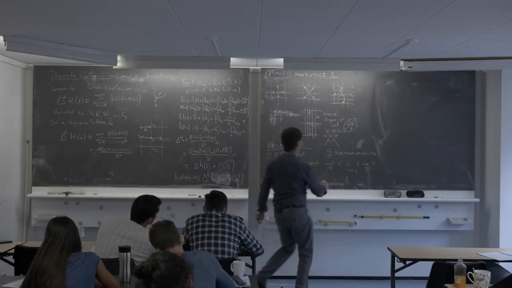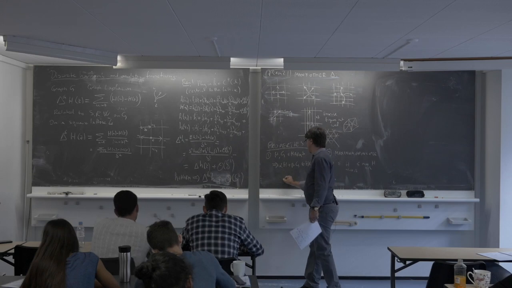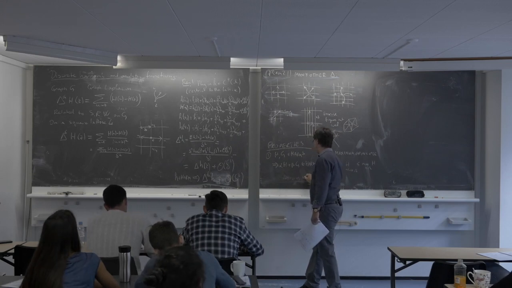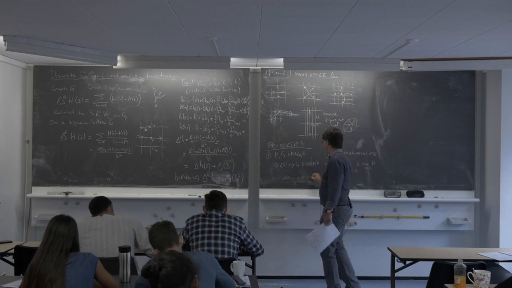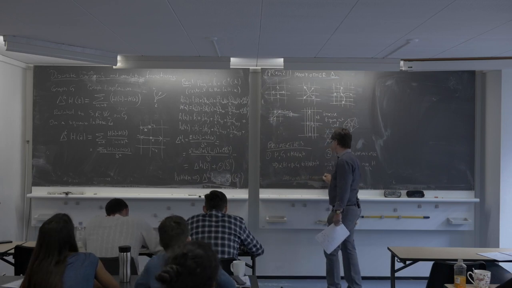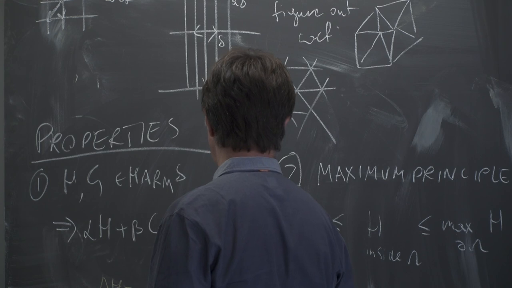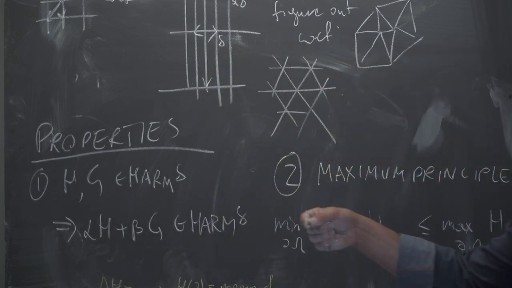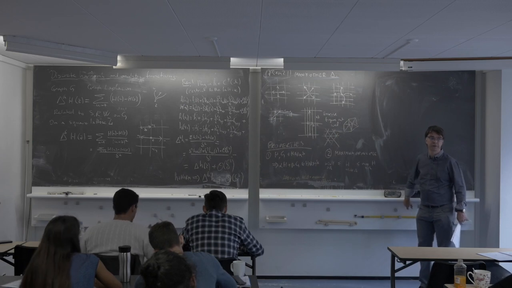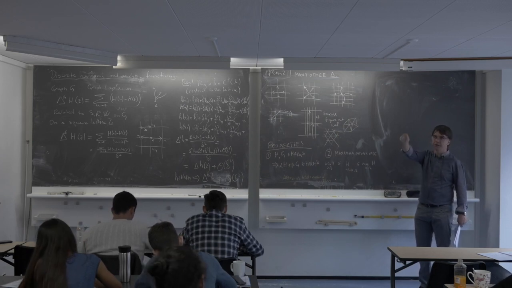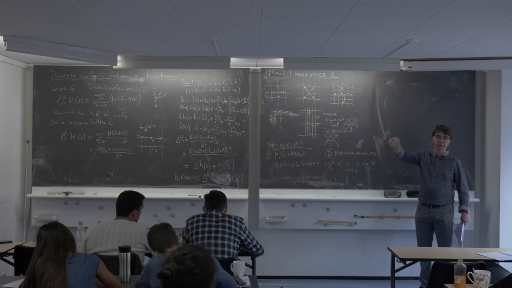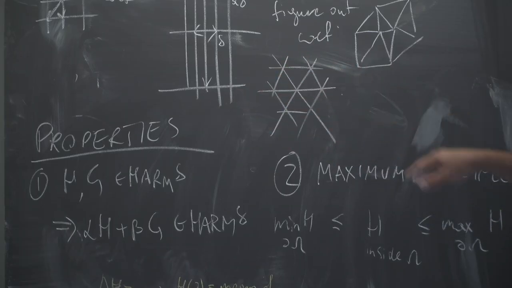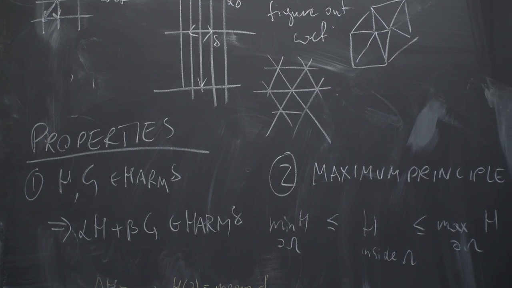So this is because delta H equal to zero implies that H of Z is the mean of its neighbors. So if it's the mean of neighbors, it cannot have a maximum or minimum inside. Because if it's a maximum, then it's the mean of the neighbors, they all are equal to this maximum, and their neighbors are equal, and then everywhere it's a plateau, so you have a constant function.